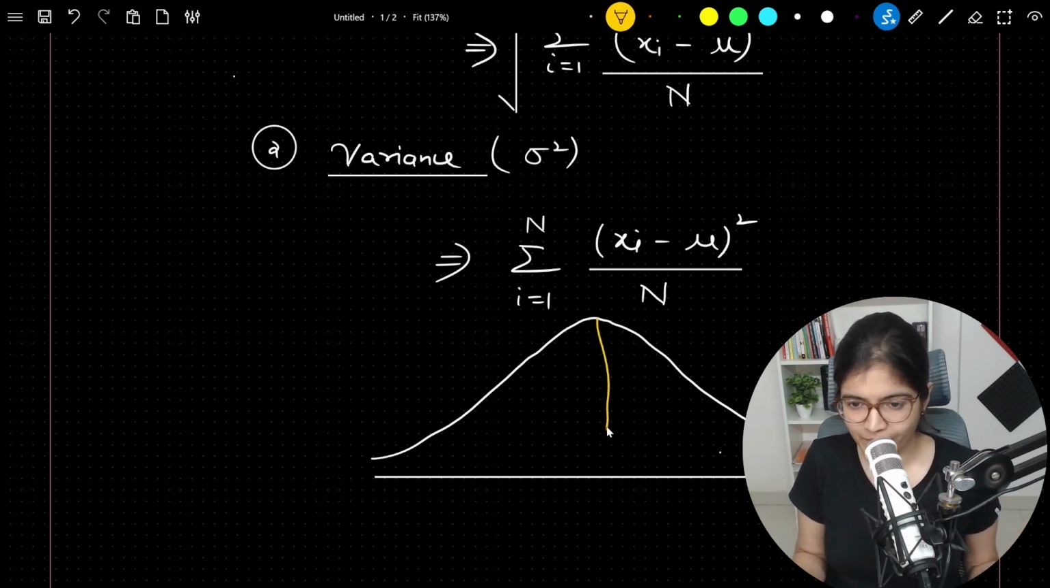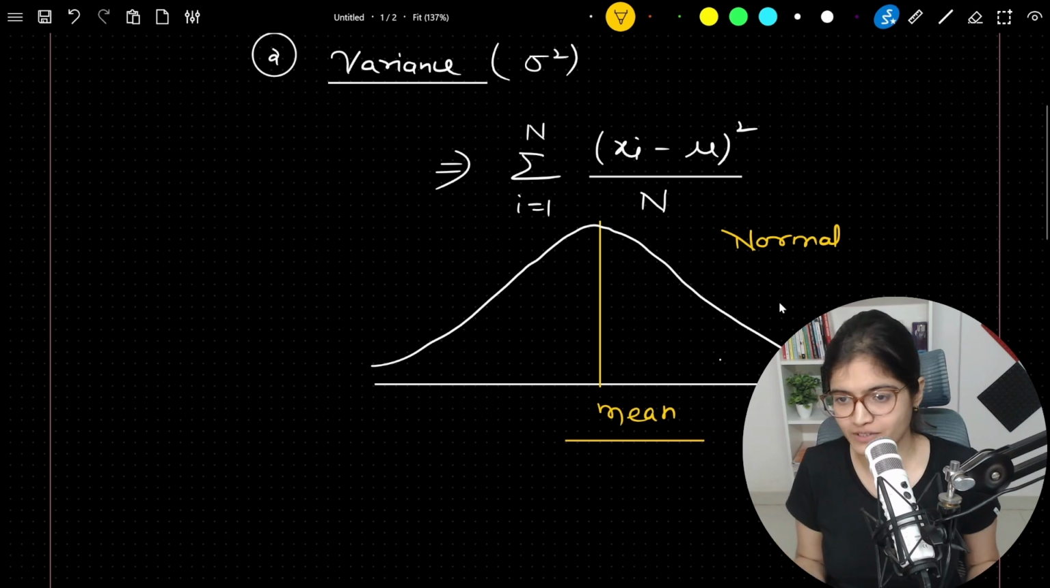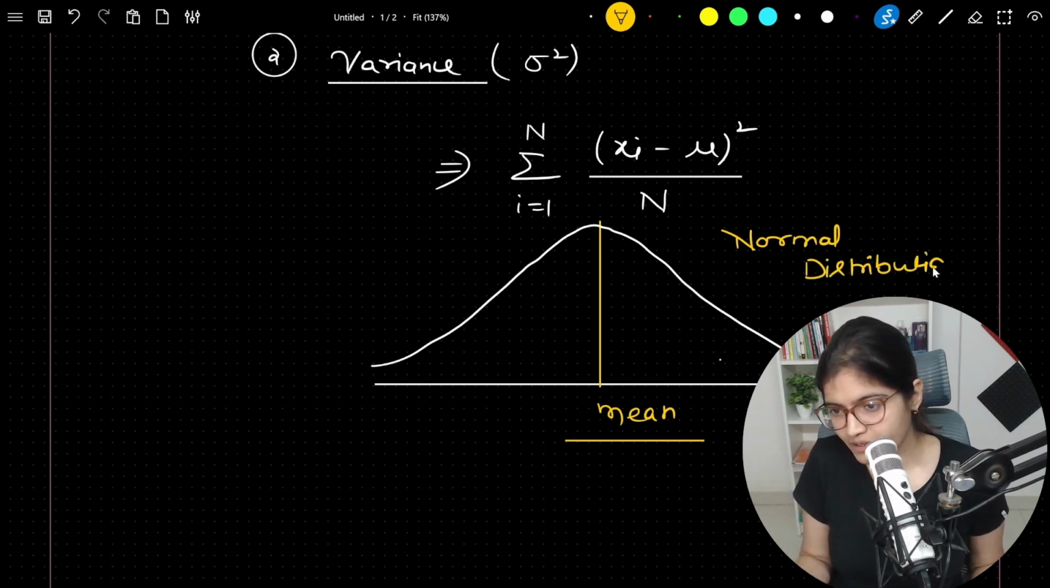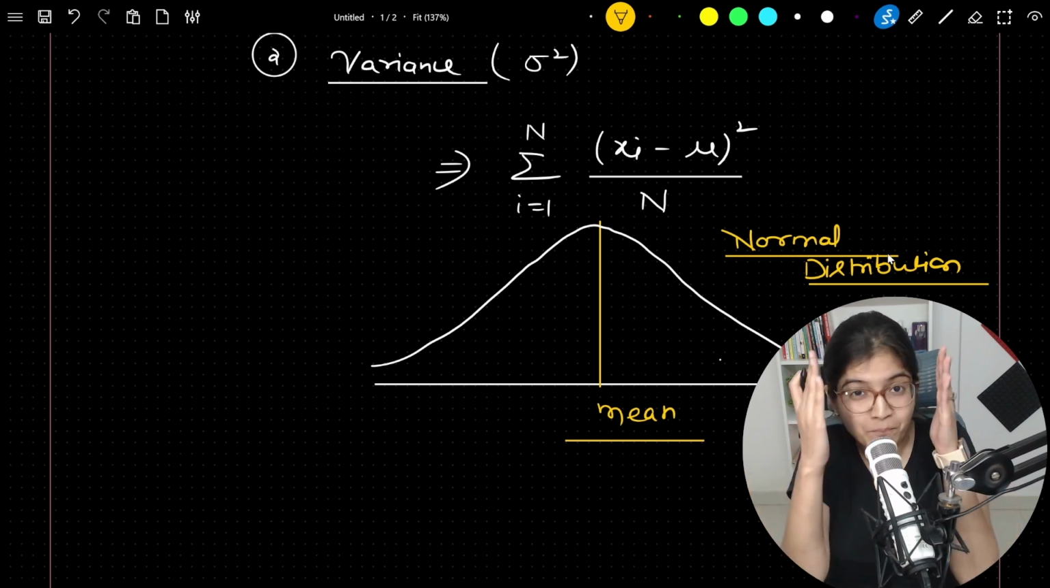So you know that mean is something which belongs to the middle point. This is what we have as mean, if I'm not wrong. And always remember, whenever we are talking about normal distribution, which is all about having a bell-shaped curve, the value of mean, the value of median, the value of mode, all are equal to each other, which is the middle value.